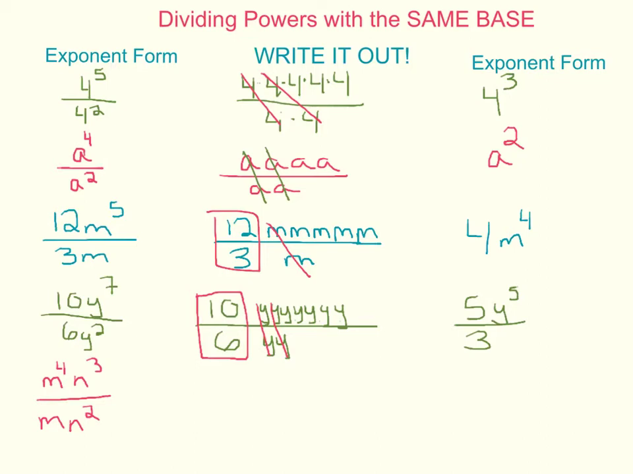Here is our last example for this property. Same idea, but we have 2 different variables. But really all we have to do is write them out. So m to the 4th means we have 4 m's. N to the 3rd, we have 3 n's. And that's over 1 m and then n squared. So match up and cross off. Here, 1 m crosses off. In this case, 2 n's cross off. And we're left with m to the 3rd, and then just one single n.